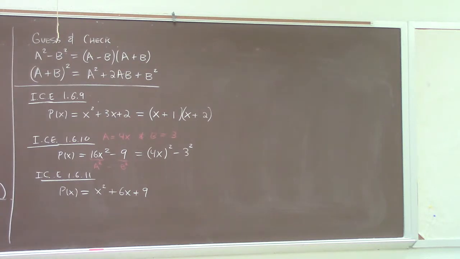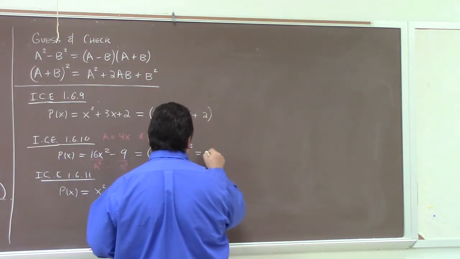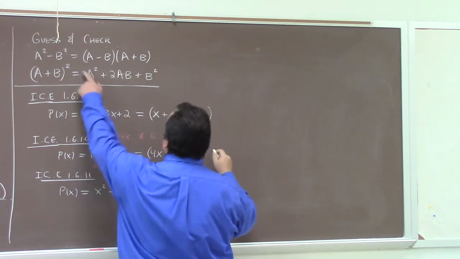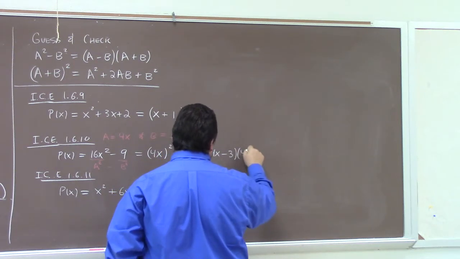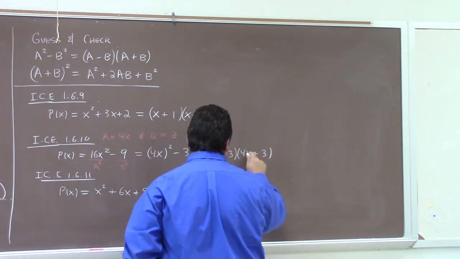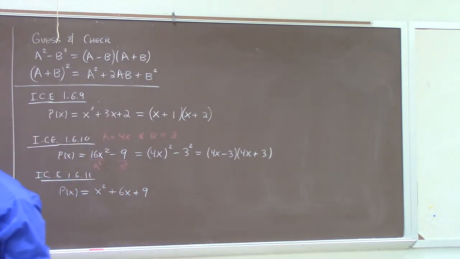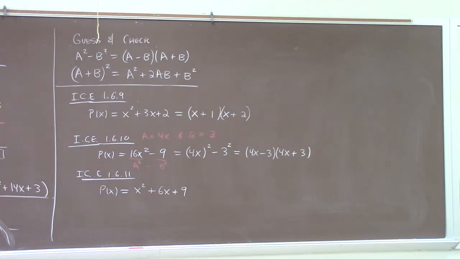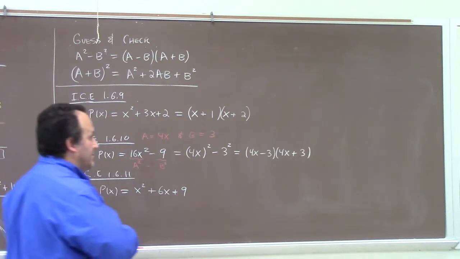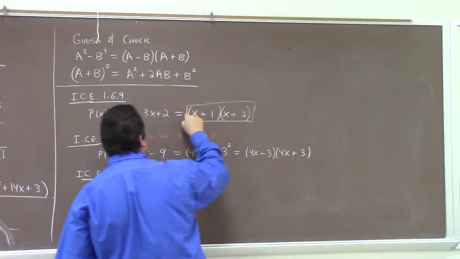See the difference of squares formula? It's a minus b times a plus b, right? So I do 4x minus 3 times 4x plus 3. And there you go. Now, so factored, right? Can we factor further? This is the end of the road, right? Can you factor this further?